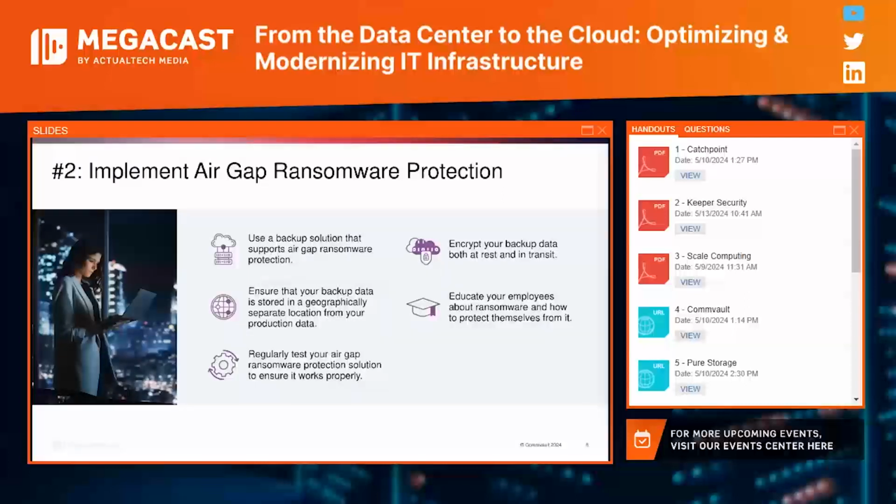Some additional tips for implementing air-gap ransomware protection are to ensure that your backup data is stored in a geographically separate location from your production data, encrypt your backup data both at rest and in transit, and regularly test your air-gap ransomware protection solution to ensure it works properly.